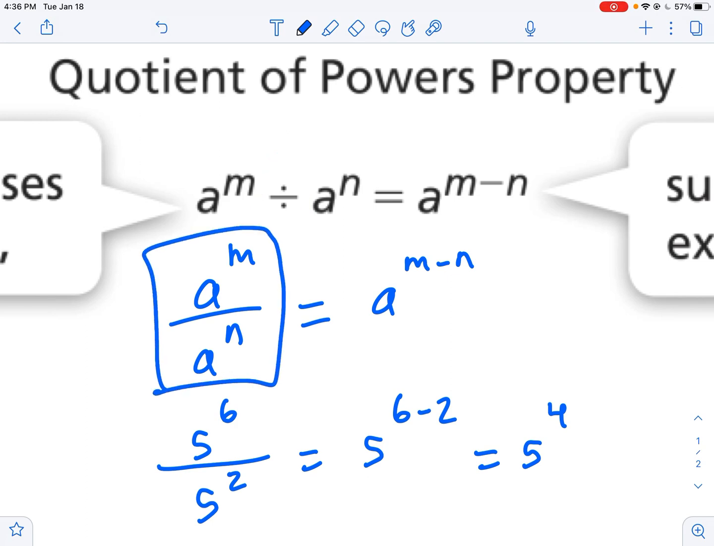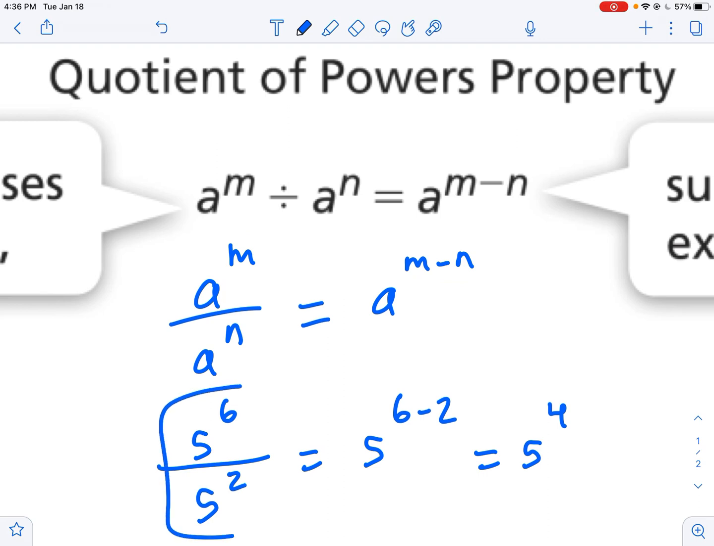So if you have two numbers with exponents that have the same base, if you're going to simplify that, you can just subtract their powers. Let's say we have 5 to the 6 over 5 squared. You're just going to write 5 to the 6 minus 2 power, which gives you 5 to the fourth.